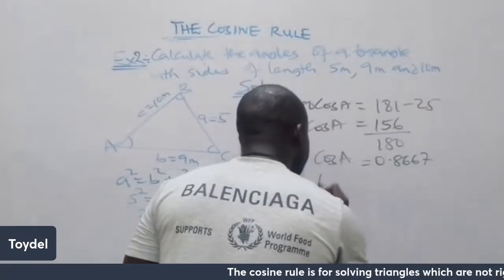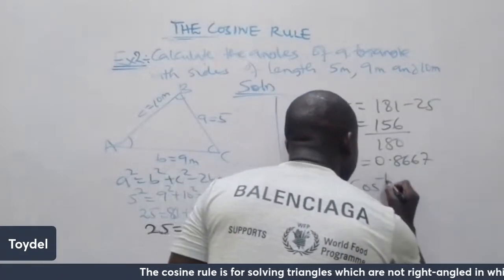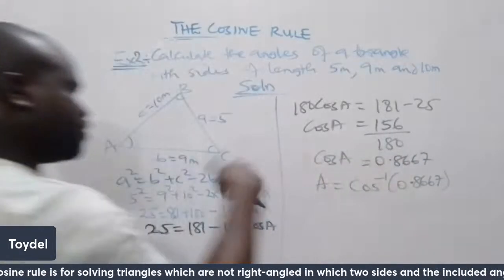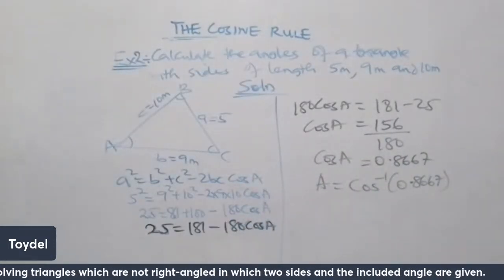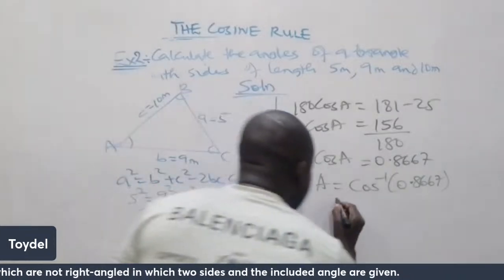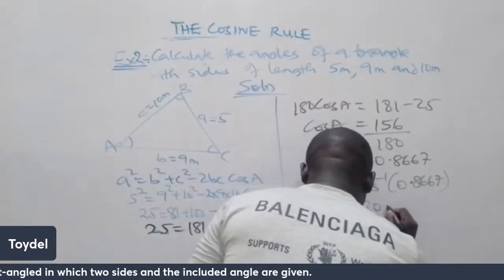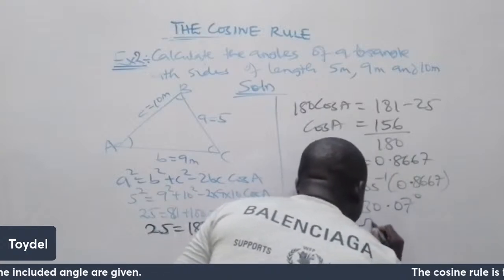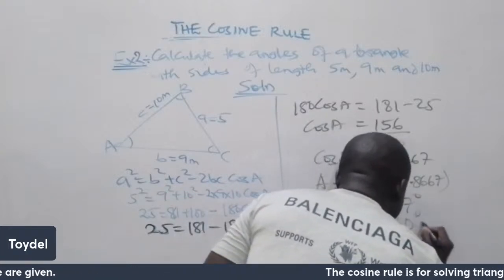So how do I get A? I'll just say A is equal to arc cos 0.8667. Just press shift and second function, or you can actually use your table. If you do that correctly, A is going to give me 30.07 degrees. So A is approximately 30 degrees.